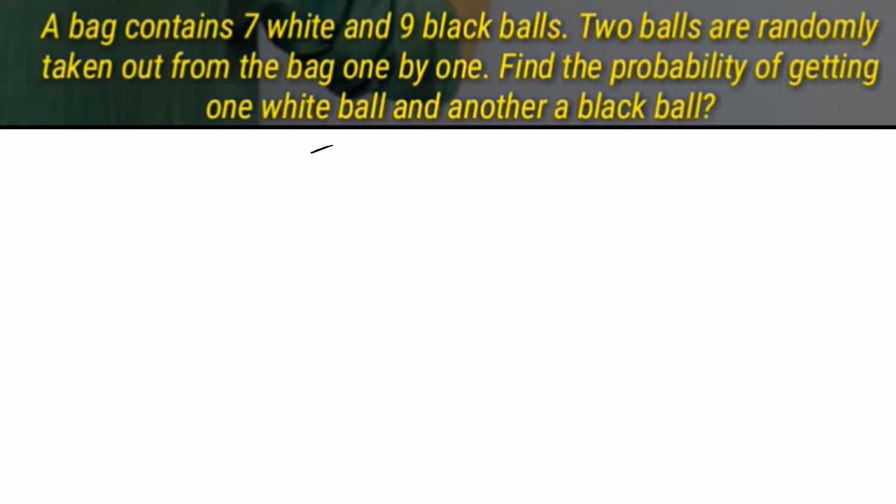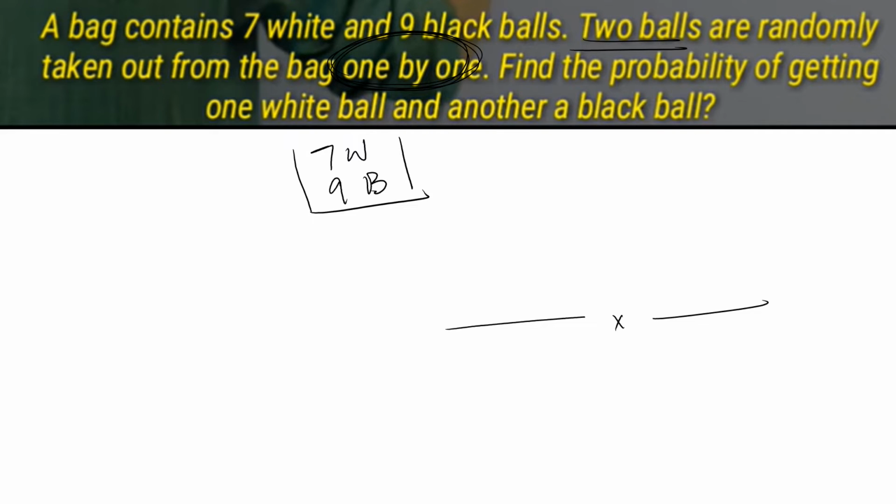A bag contains 7 white and 9 black balls. 2 balls are randomly taken out. So when it is not obvious that one by one you are taking the balls out, 2 balls are taken out from the bag. Okay, so you can write it directly. Find the probability of getting one white ball and another black ball.